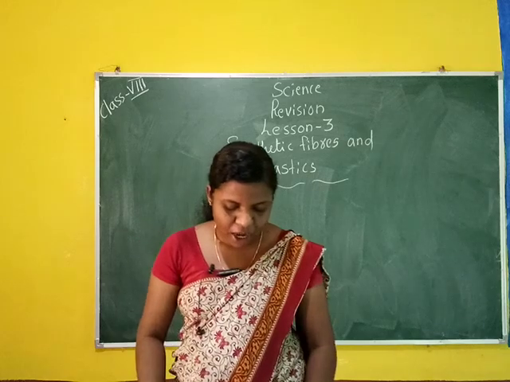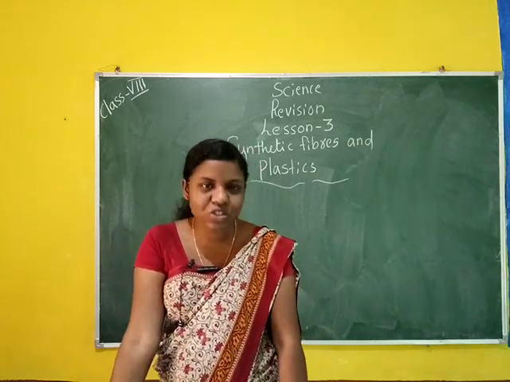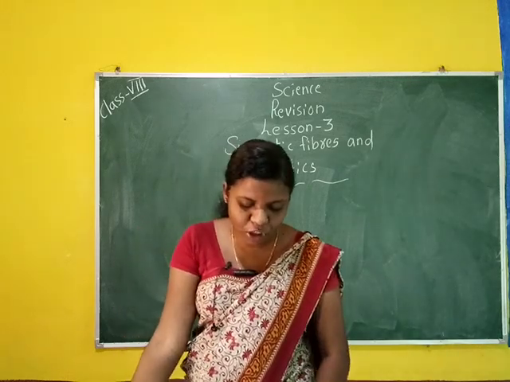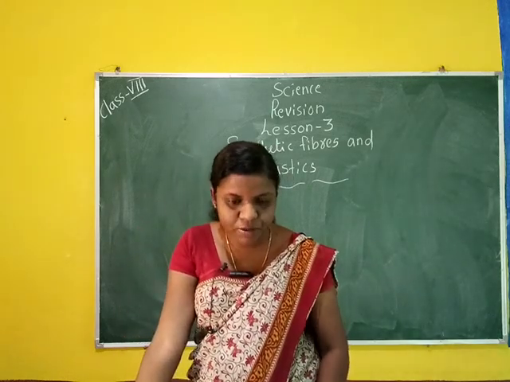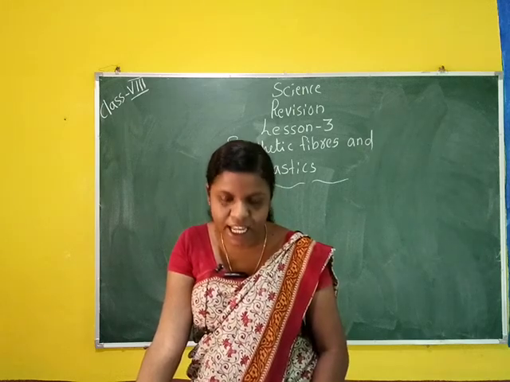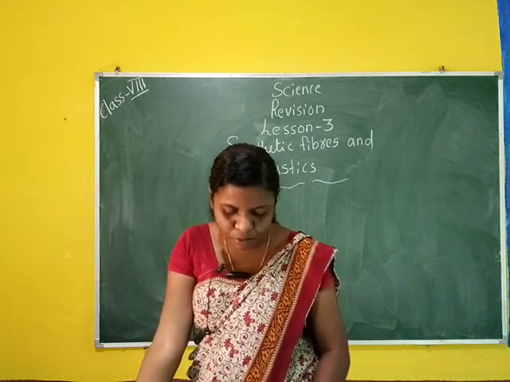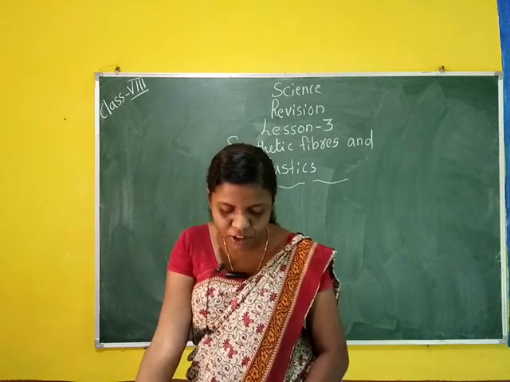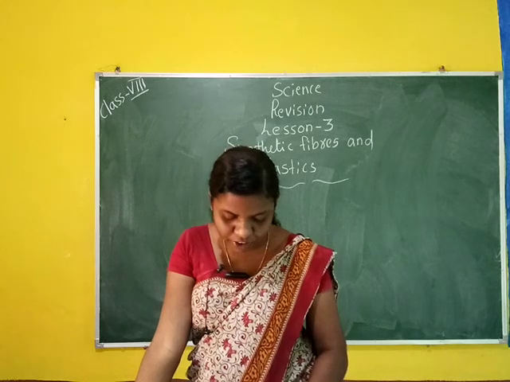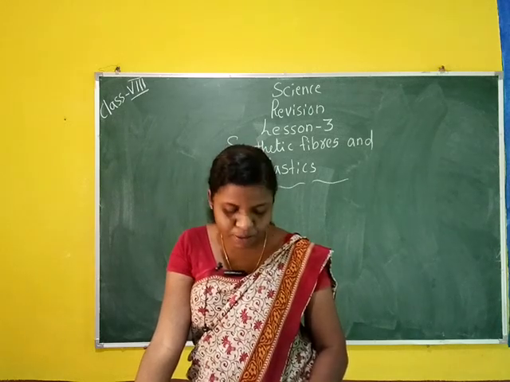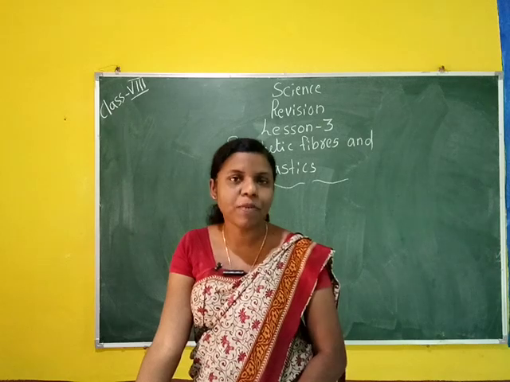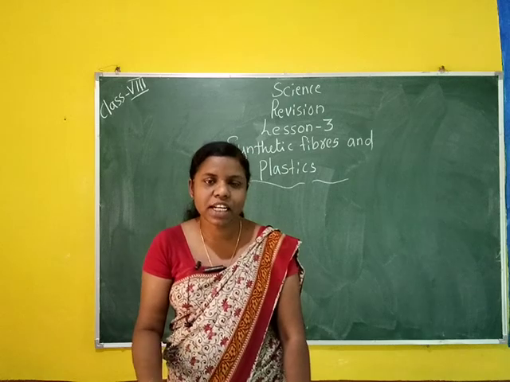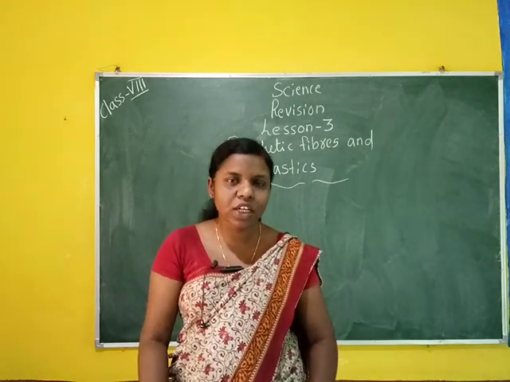Then next, mark the correct answer. That means choose the correct answer. Rayon is different from synthetic fibers because, then options. Option A, it has a silk-like appearance. Option B, it is obtained from wood pulp. Option C, its fibers can also be woven like those of natural fibers. Then the answer is option B, it is obtained from wood pulp. That is, rayon is a mixture of cotton and silk. That means it is obtained from wood pulp.